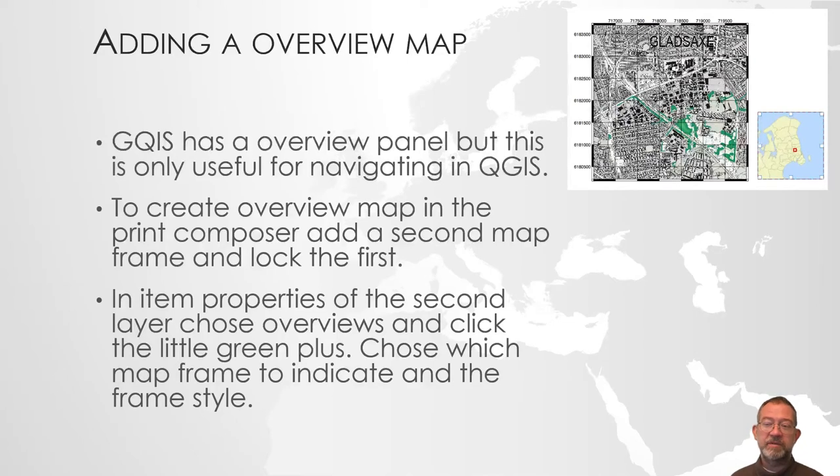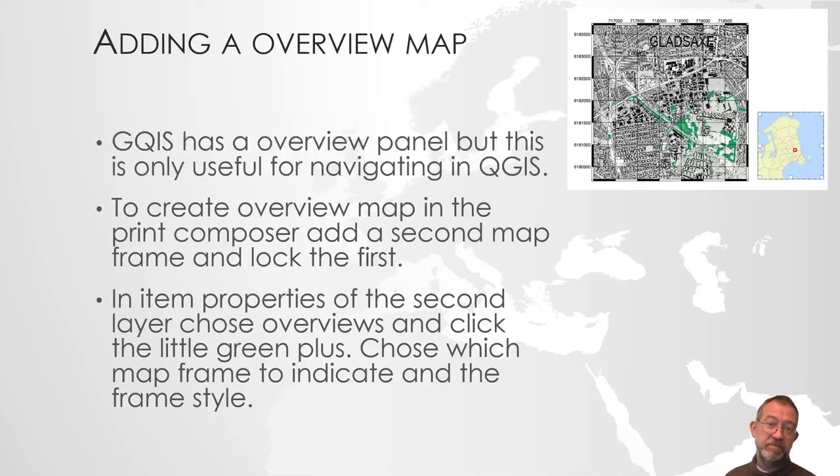Overview maps in QGIS is an important property when we are creating topographical maps. Topographical maps are typically of a very large scale, so 1 to 10,000, 1 to 50,000. It can be difficult to see where we are in the larger context, and therefore it's important to be able to add an overview map.